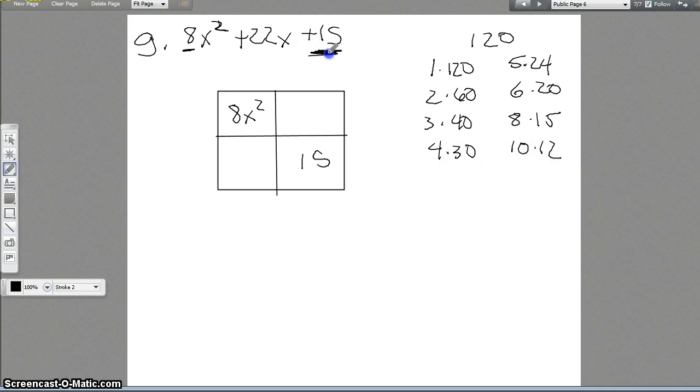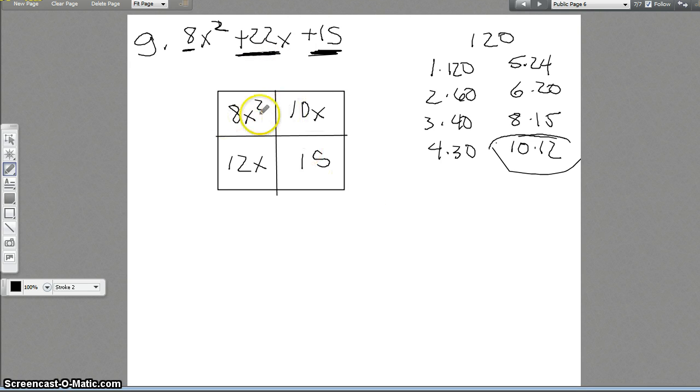Notice that the 15 is positive. That's a plus. That means we need to add our two factors to try and find something that adds up to 22. 1 plus 120 is 121. 2 plus 60 is 62. 3 plus 40 is 43. 4 plus 30 is 34. 5 plus 24 is 29. 6 plus 20 is 26. 8 plus 15 is 23. But 10 plus 12, that is 22. So we're going to have a 10x and we're going to have a 12x. They are both going to be positive because this is positive.